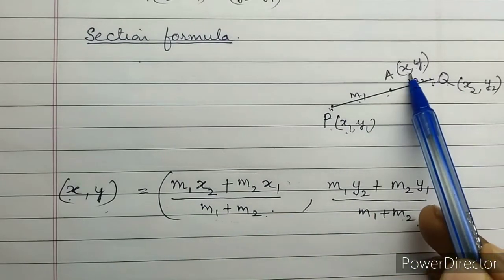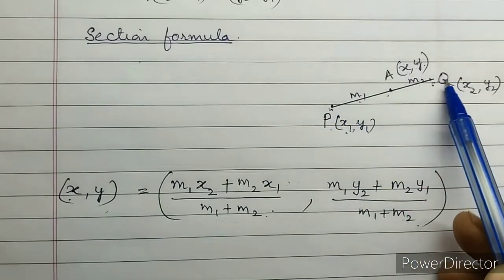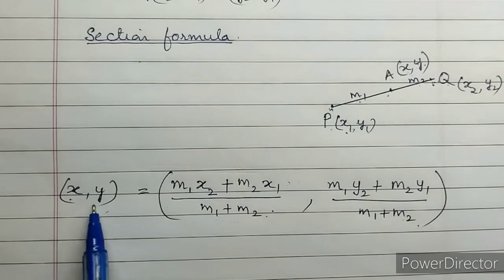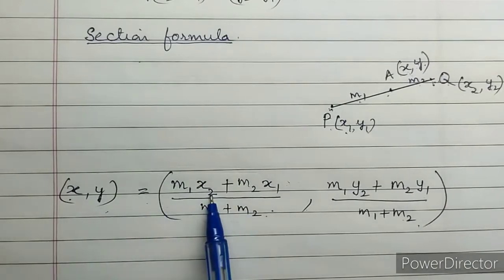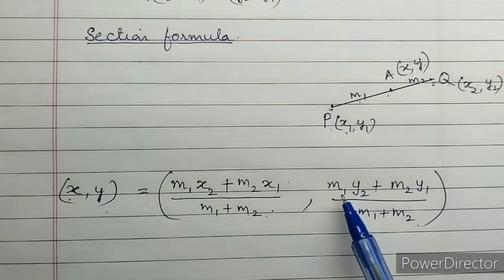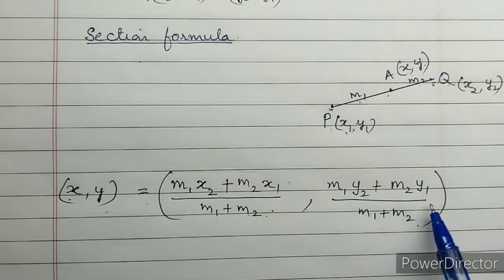So A(x, y) is dividing PQ in the ratio m1 is to m2. Then x, y equals m1 x2 plus m2 x1 by m1 plus m2, and m1 y2 plus m2 y1 by m1 plus m2. So this is the section formula, very important, you have to learn it.